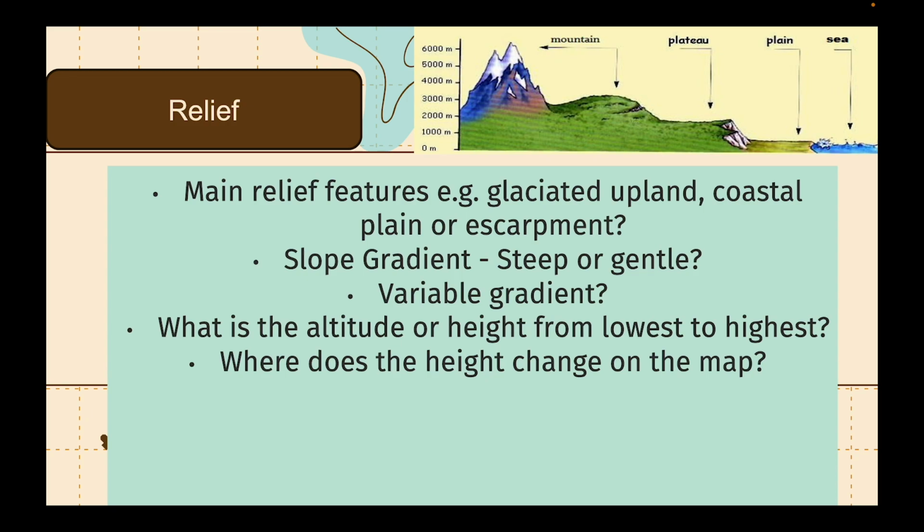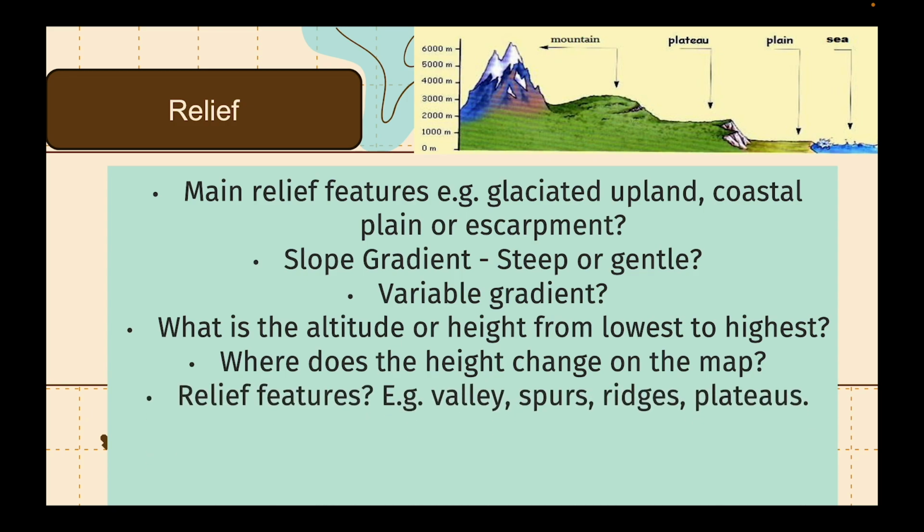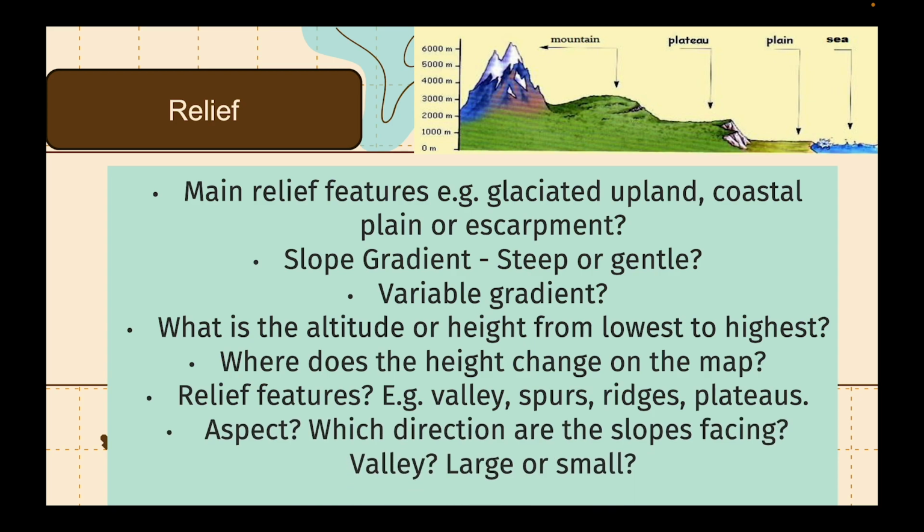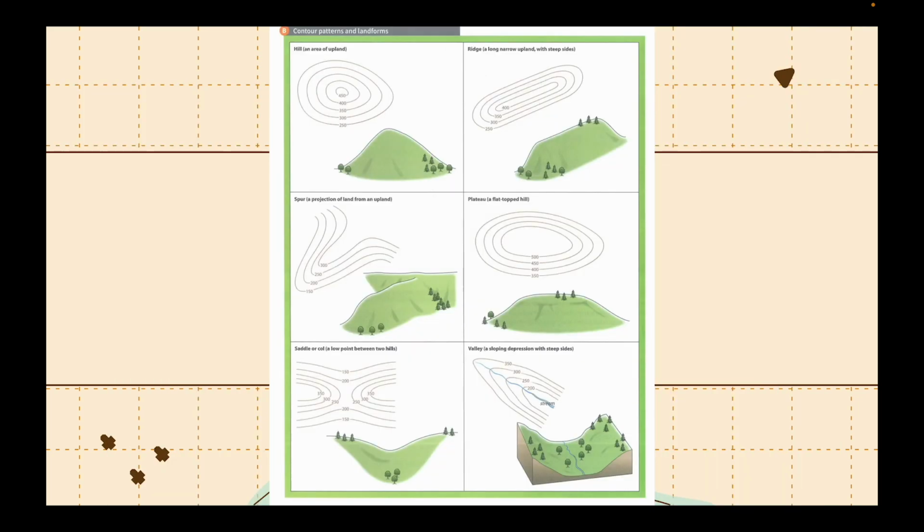And where does it change on the map? So using compass directions and again referencing points of roads, hills, names of settlements, for example. Relief features, valleys, spurs, ridges, plateaus. And the aspect, which direction are the slopes facing? Are there any valleys? Are these valleys large or small?